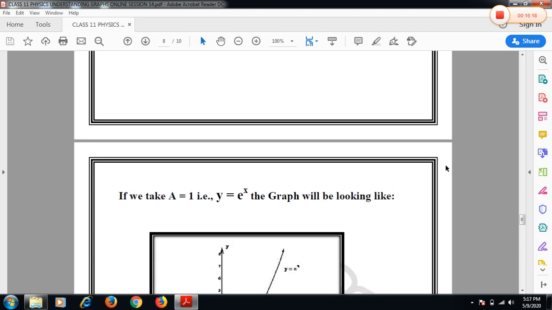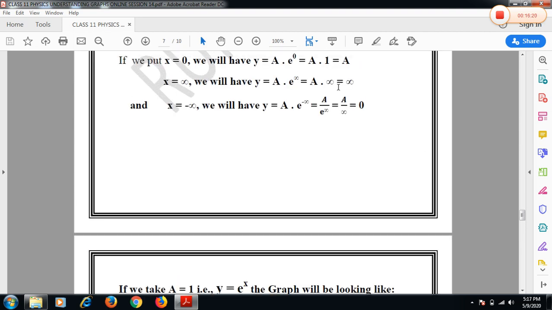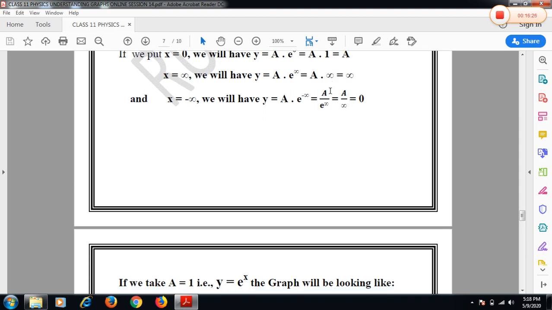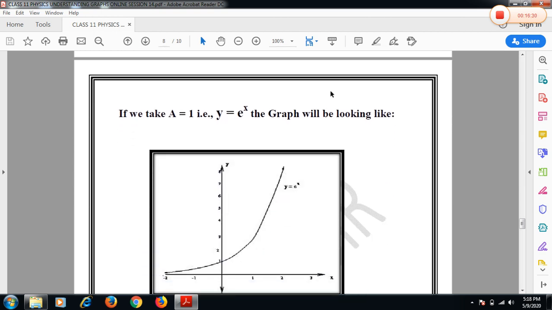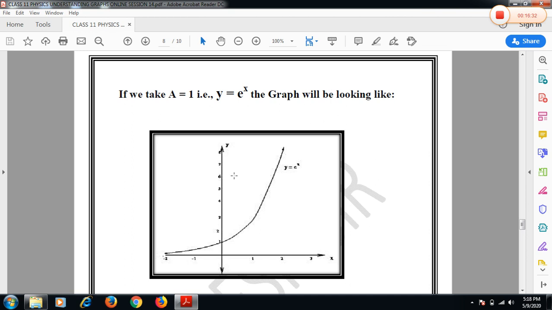Okay. Now, verify these values. At x equals 0, y equals a. Here, y equals 1. So this graph will intersect the y-axis at the point (0, 1), right? Here, this graph is intersecting the y-axis at the point (0, 1).